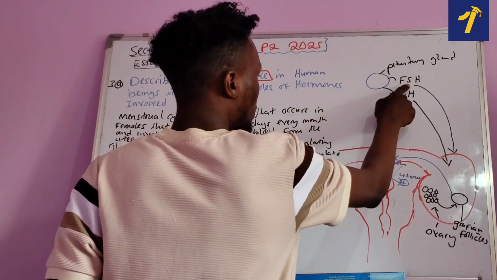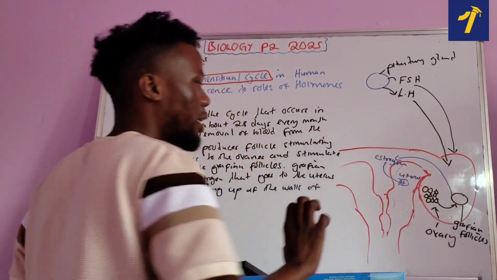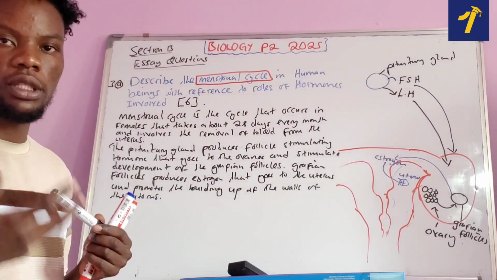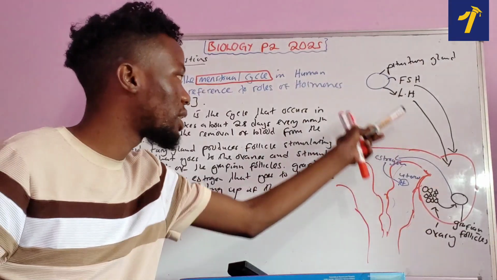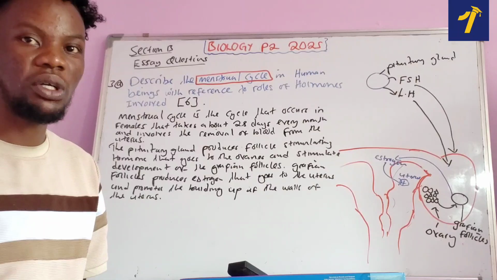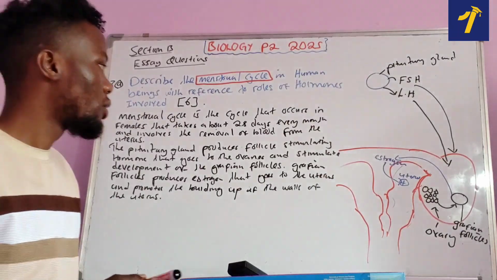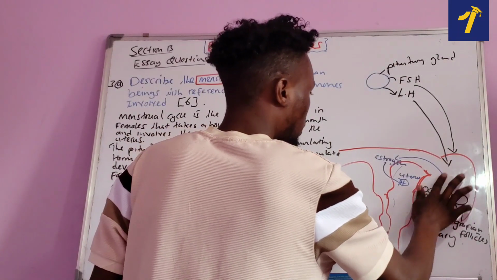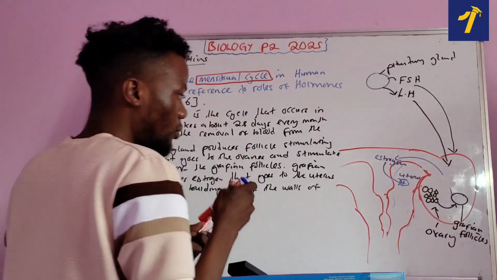Now it will do something that is different. Remember that follicle stimulating hormone just stimulated the development of the Graafian follicles, but this one is going to do something different. It's going to promote what we call ovulation. So what's going to happen is this.